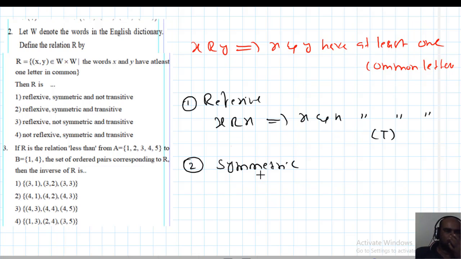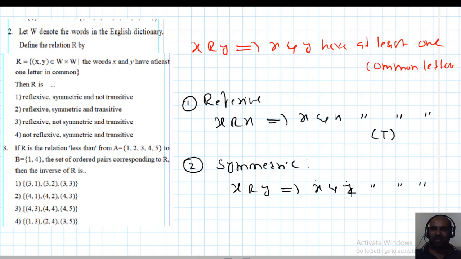Okay, students. x related to y should give y related to x. x related to y, what is the meaning of that? x and y will have at least one common letter. Automatically y and x also will have one common letter only, no? The x word and y word have one common letter, automatically the y word and x word also have one common letter only.